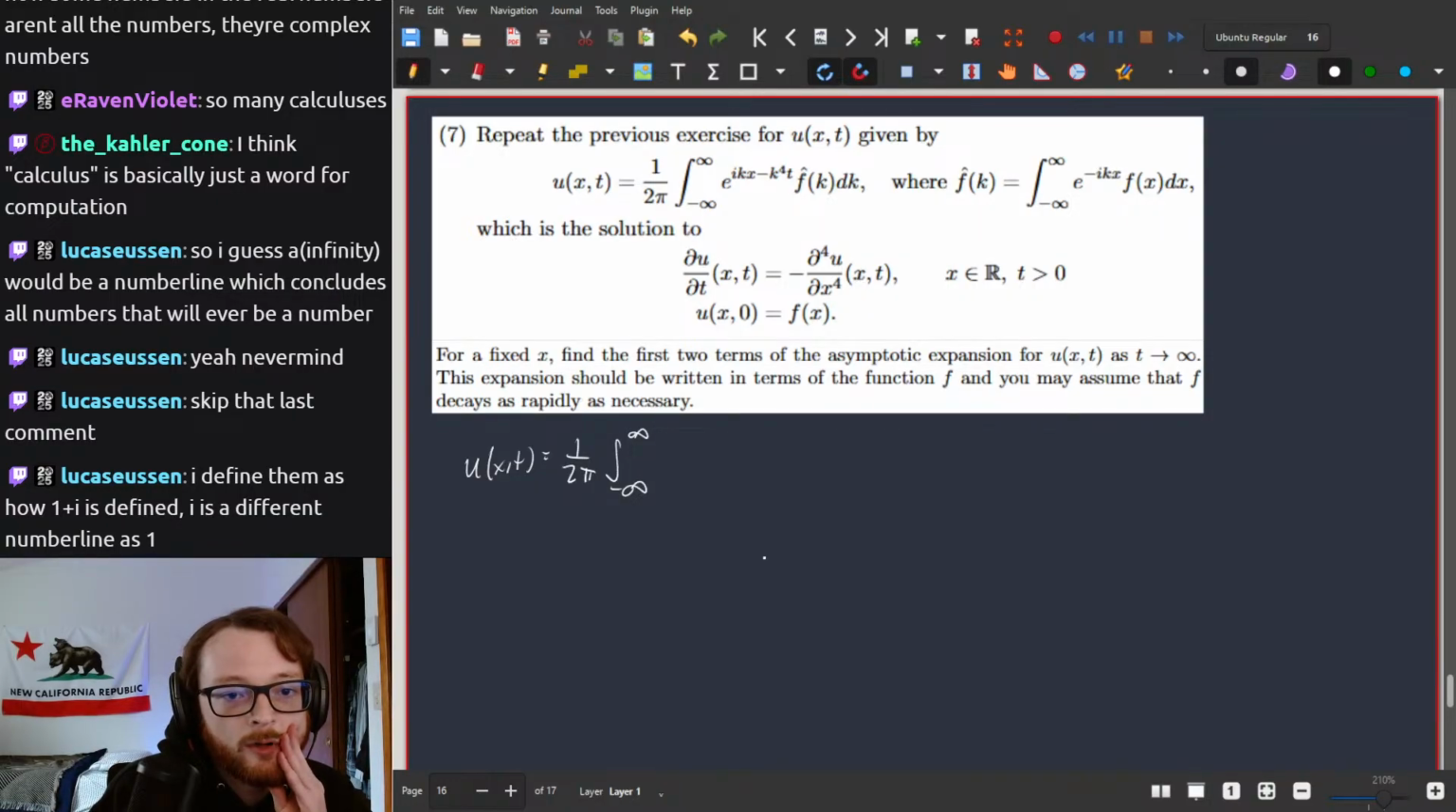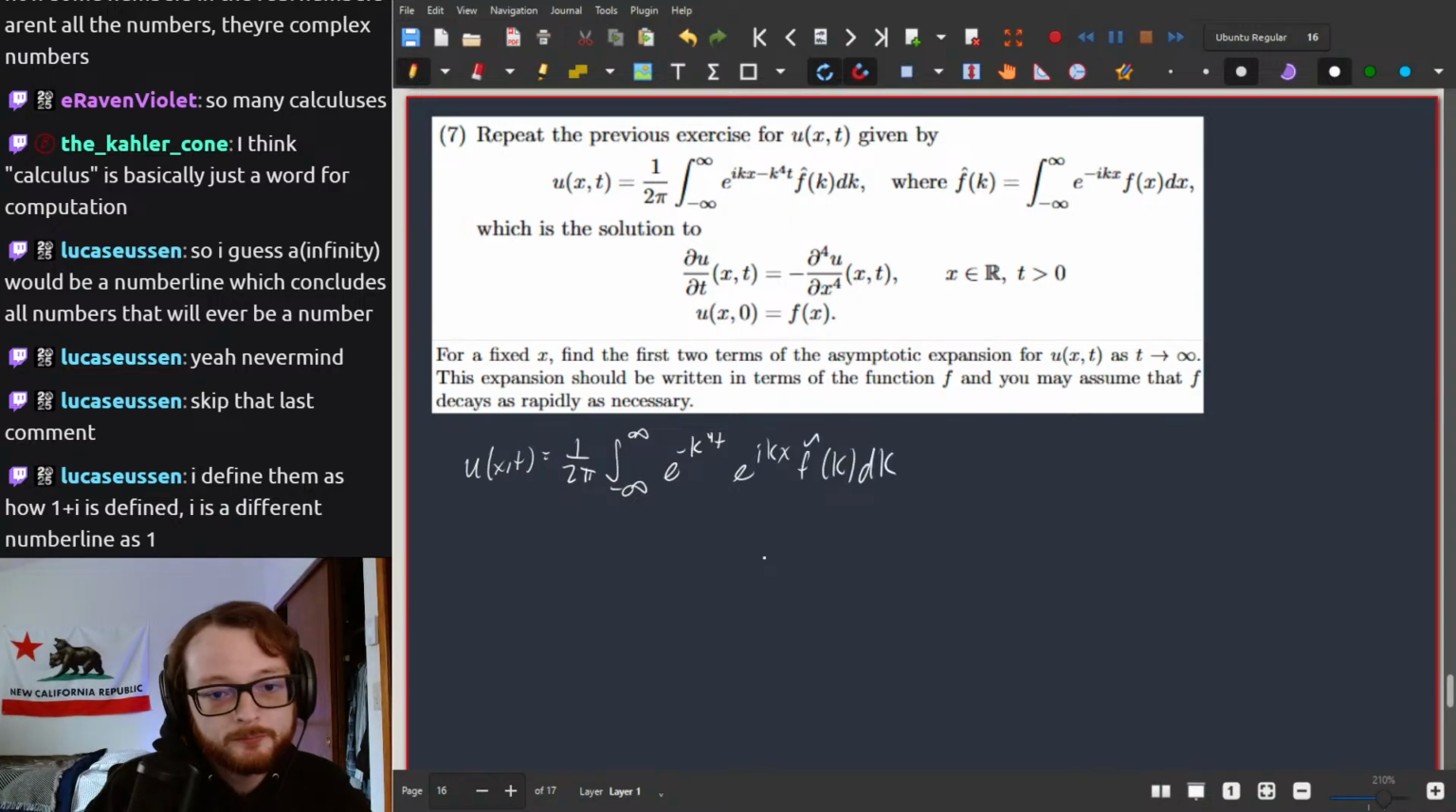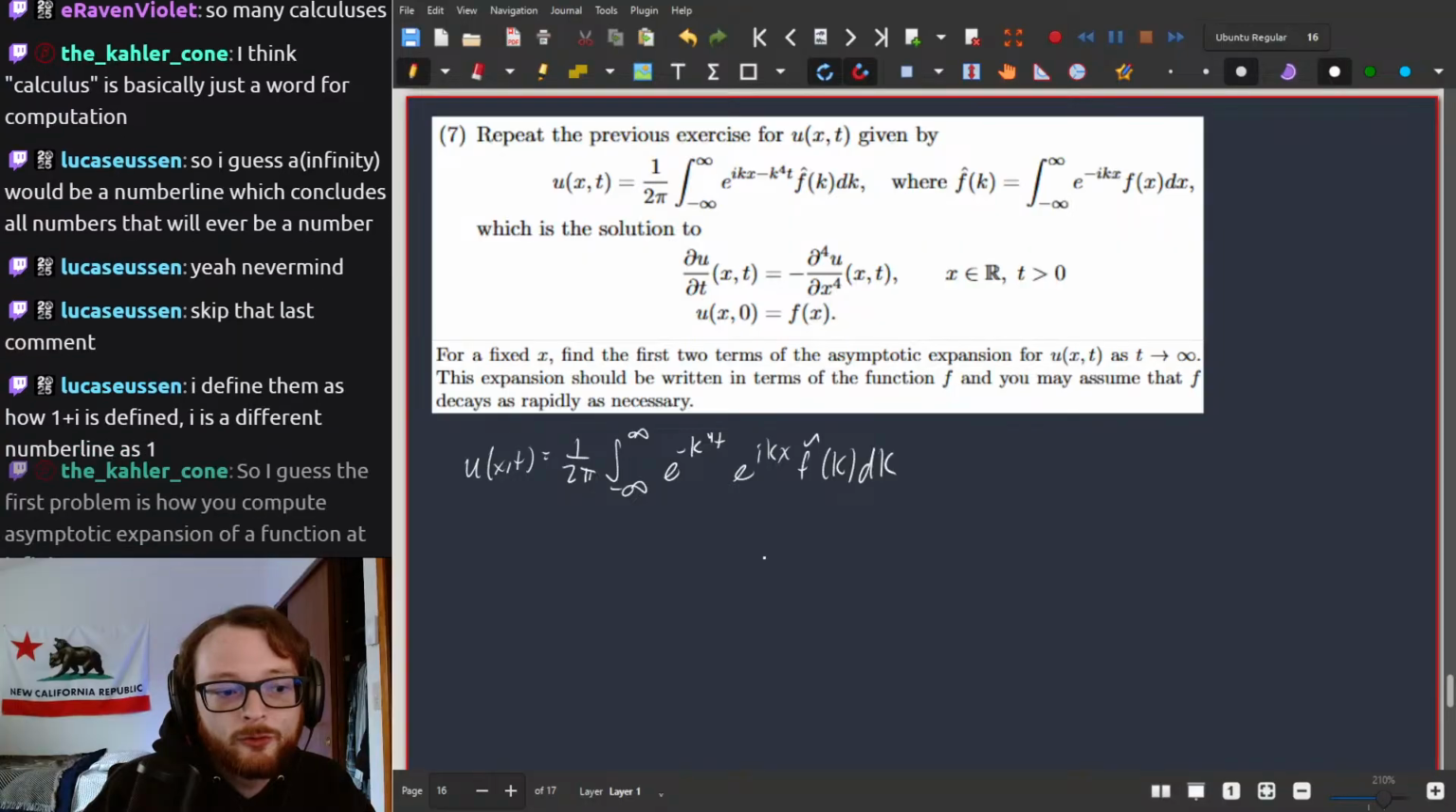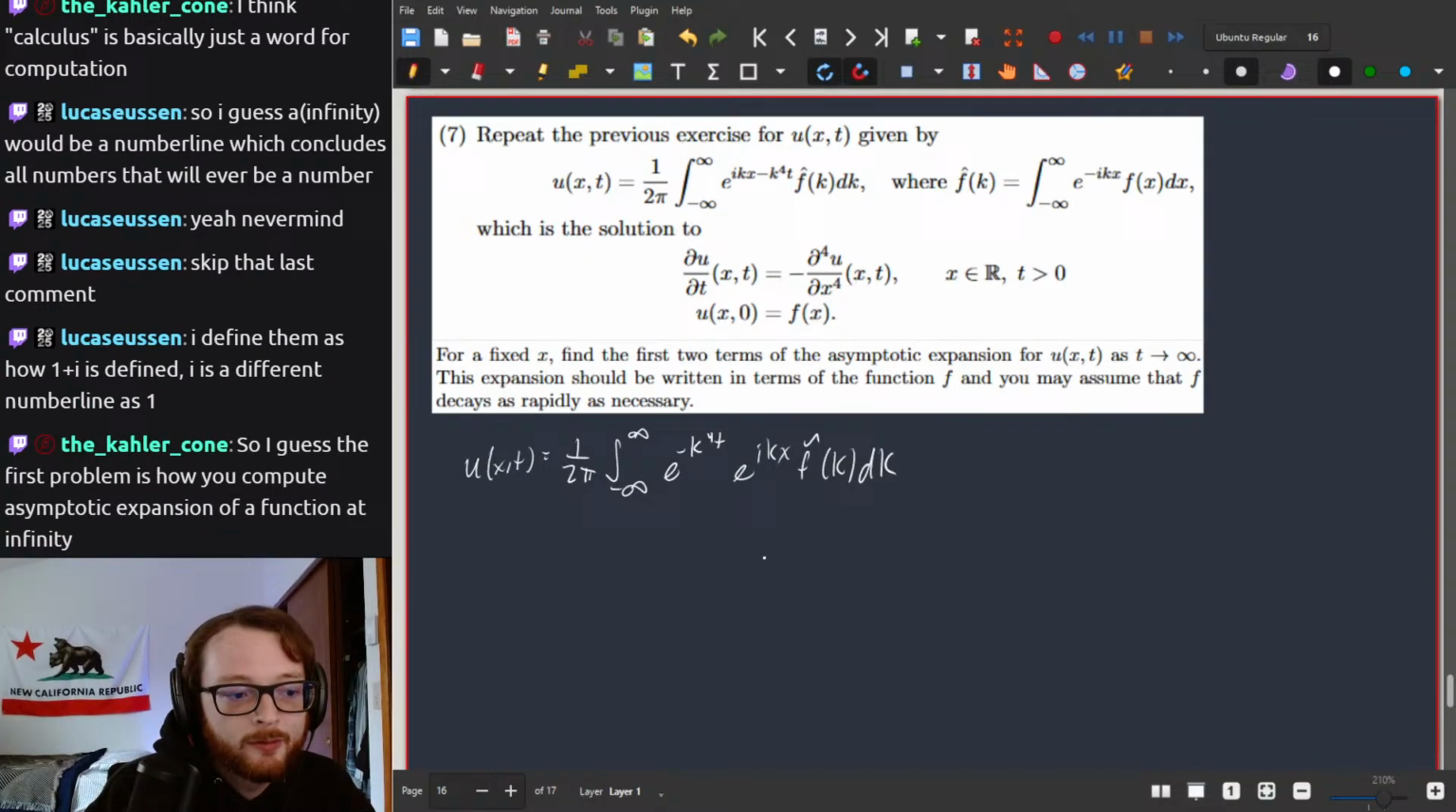What I'm going to do is split off the e to the minus k to the fourth t in front. And then we have e to the ikx f hat k dk. And so to do an asymptotic expansion of this, I'm going to find the Taylor series of this thing here, the first two terms of it. Yeah, that was my problem, color coding.